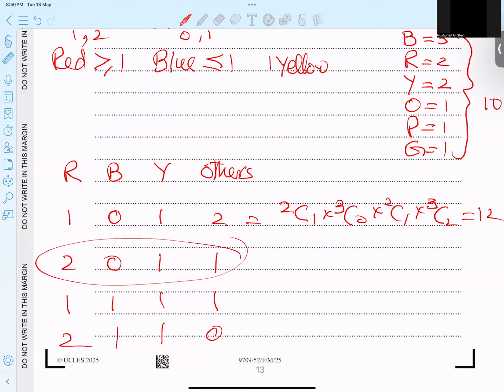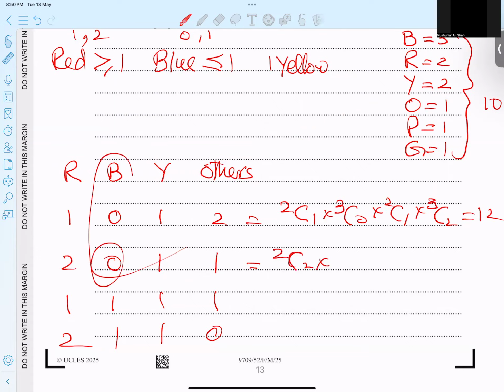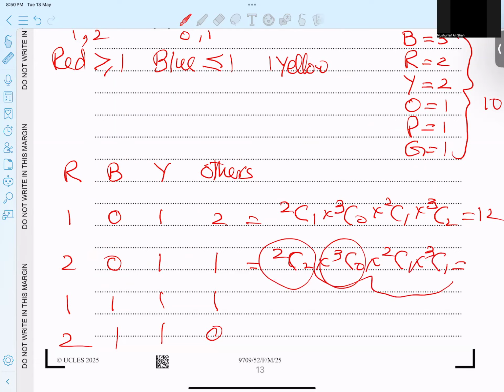Let's talk about this situation. Now I need red 2 from 2, so I'm writing here 2C2. Now I'm looking for blue 0 from there, so 3C0. And I need one from there, so 2C1. I need one from three others, so 3C1. This is a 1, this is a 1, this is 3, and 2. I got 6 as the answer.